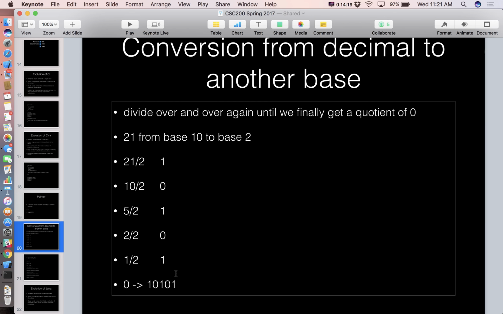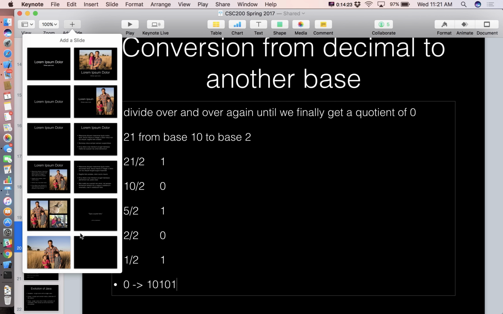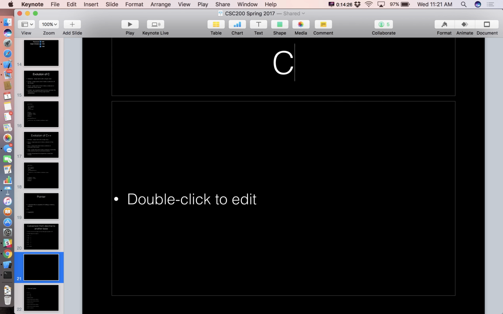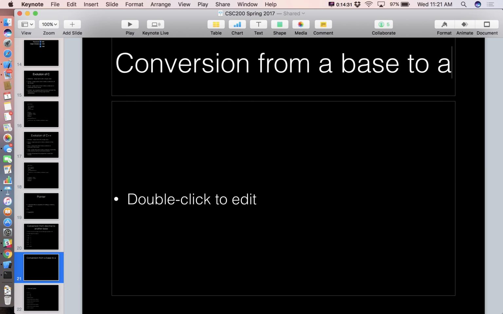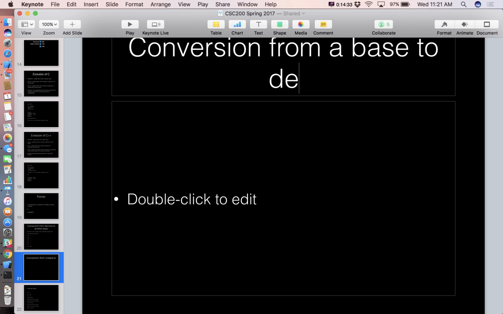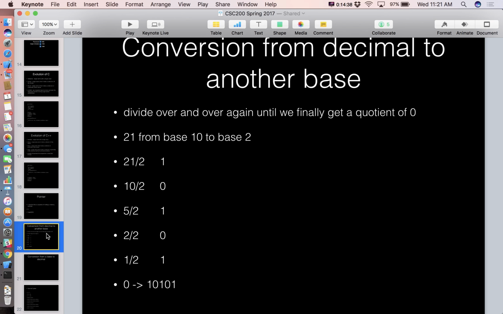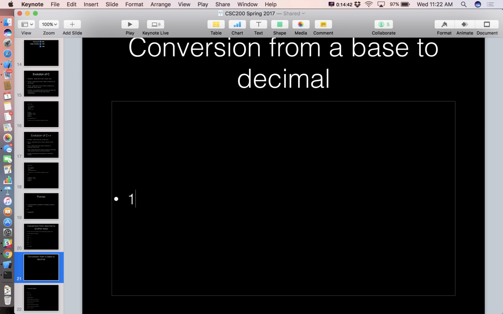Now let's prove that. Let's go the other direction, a conversion from a base to decimal. So we have 1 0 1 0 1, and we want to go from binary to decimal. That is from base 2 to base 10. We do this a little differently.